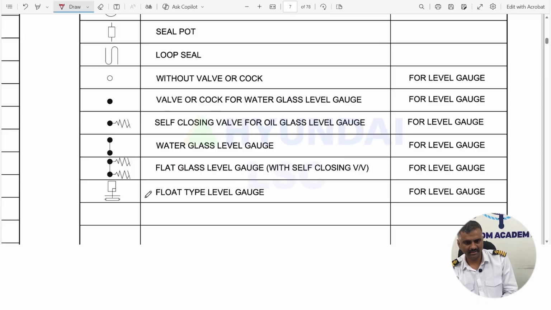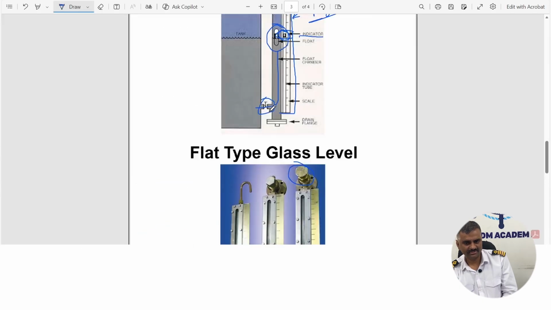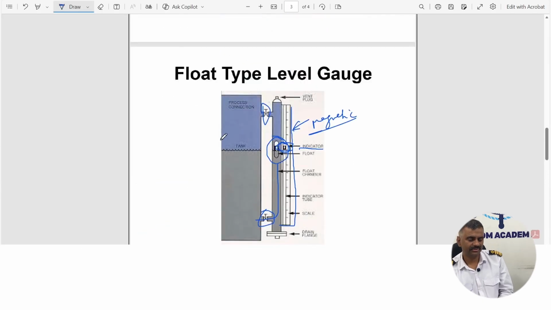These are the types of level gauges, and they have these types of arrangements. Water is not harmful, so you might have only simple valves on them, with no need for spring loaded or self closing valves. Self closing valves like this are for the oil glass level gauge. The float type level gauge we have already seen in this photograph. This is the float type level gauge. So that's it for the control and instrumentation section.